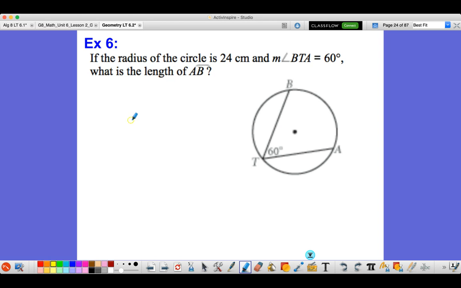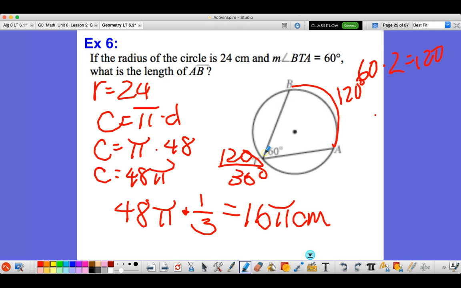And here's example 6. If the radius of the circle is 24 centimeters and the measure of angle BTA is 60 degrees, what is the length of arc AB? This is what we want to know. Pause the video, draw a sketch, and work on the problem. And when you're finished, unpause the video to reveal the solution.